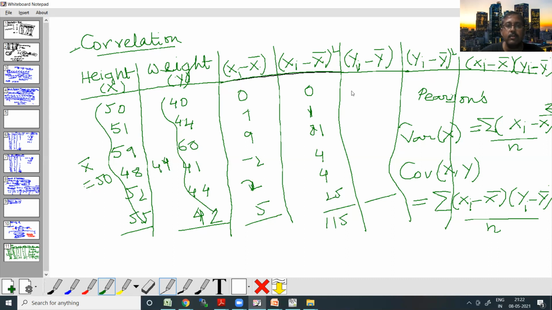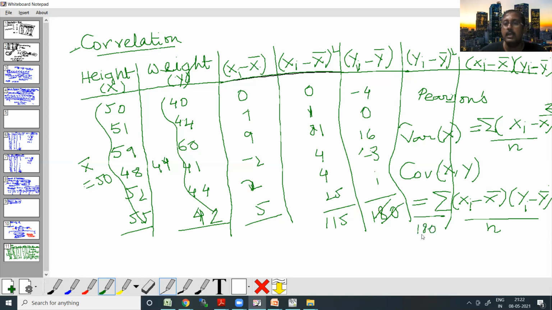Then again I have to do the same thing. 40 minus 44 is minus 4. This is 0. This is going to be 16. This is going to be 1. Sorry, minus 3. So like this, I have to do the other values, and say the sum of yi minus y bar square is coming as 180. I'm again taking a very random number.